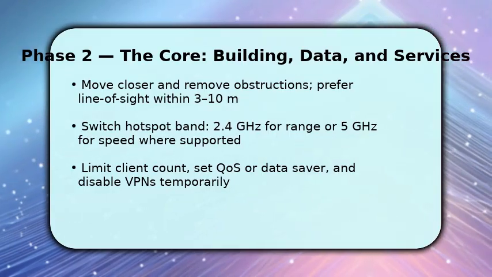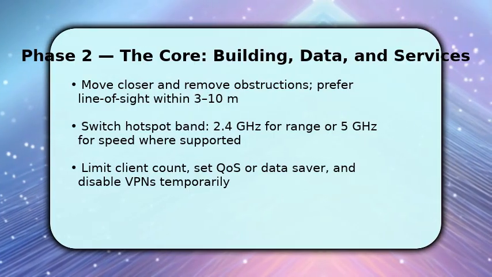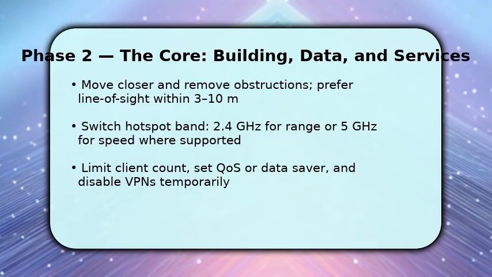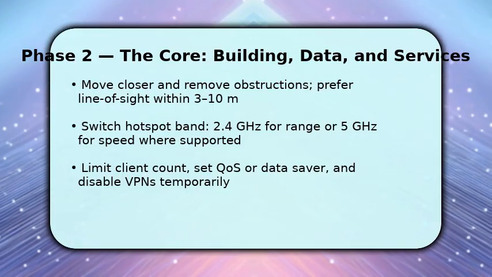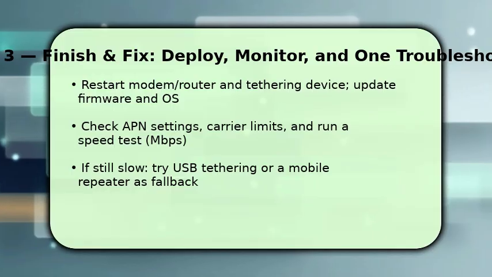Then reduce the number of connected clients, enable quality of service or data save. Finish with the advanced but quick fixes. Restart the home modem or router if they are involved, then fully reboot the phone providing the hotspot. Updates to firmware or the phone OS can resolve deep bugs.